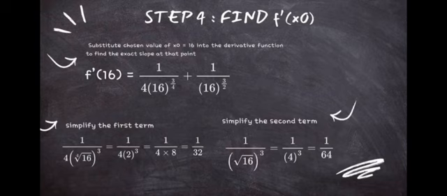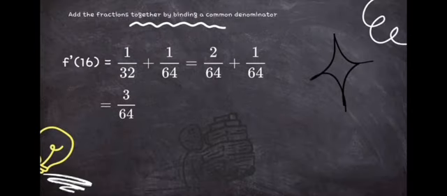Next, simplify the first term. 1 over 4 times the fourth root of 16 cubed equals 1 over 4 times 2 cubed, which is 1 over 4 times 8, giving us 1 over 32. Now let's simplify the second term. 1 over the square root of 16 cubed equals 1 over 4 cubed, giving us 1 over 64. And now all we have to do is add the fractions together by finding a common denominator, which will give us 3 over 64.